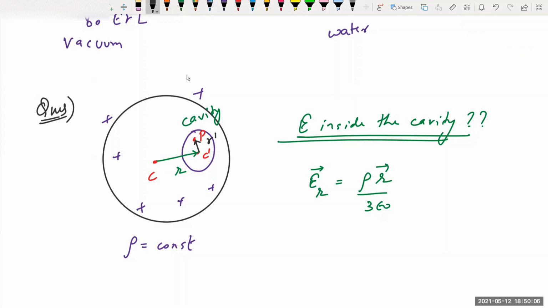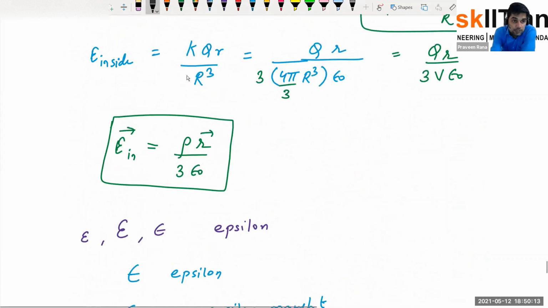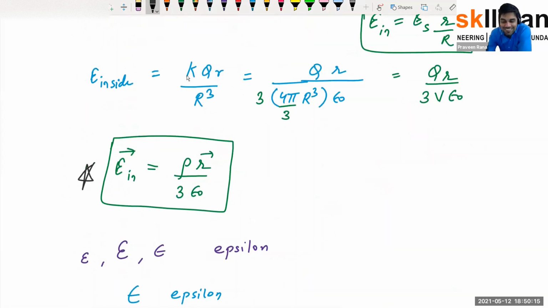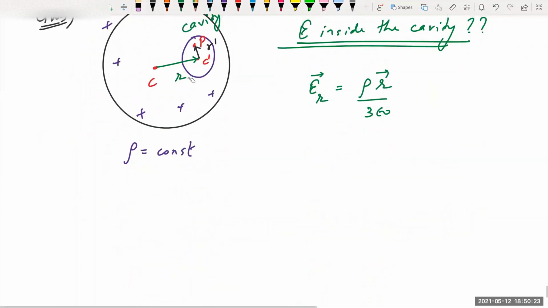Sorry, I have a question. How did we get rho R over 3 epsilon naught? That's a very good question. Let's back it up. If you have a solid non-conducting sphere, electric field inside it at a distance R would be given by this formula.